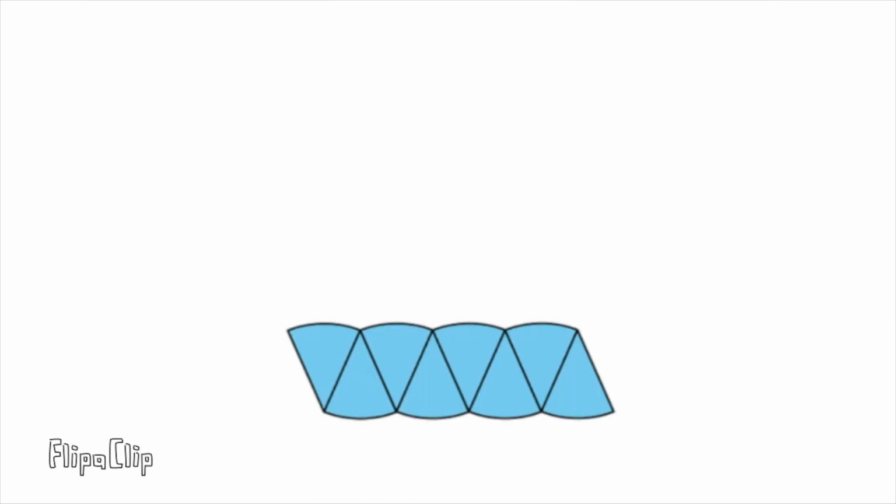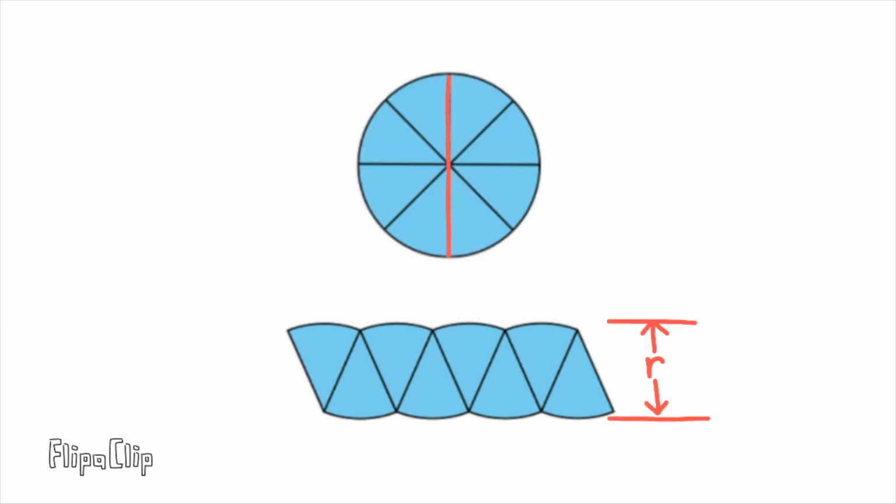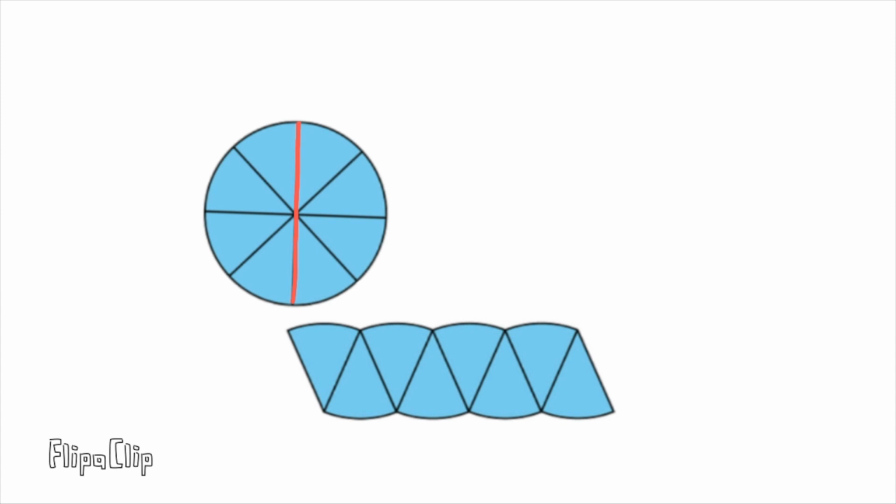This shape has the same area as the circle. This is more like a rectangle. And it looks even more like a rhombus. You can find the area of a rhombus the same way you find the area of a rectangle, base times height. The average height of this rhombus is the radius of the circle, or half the diameter. The length of this rhombus is half the circumference of the circle.